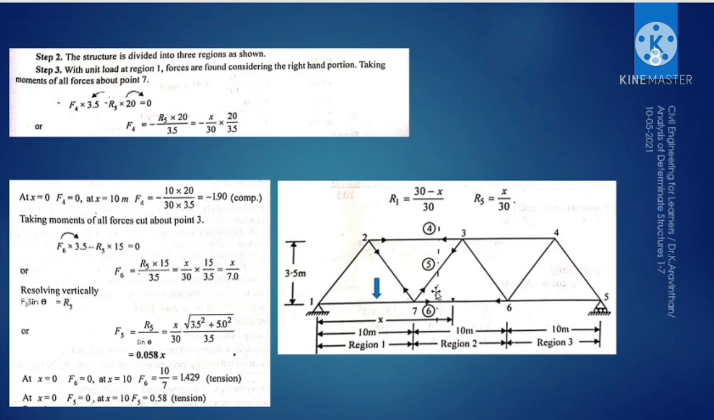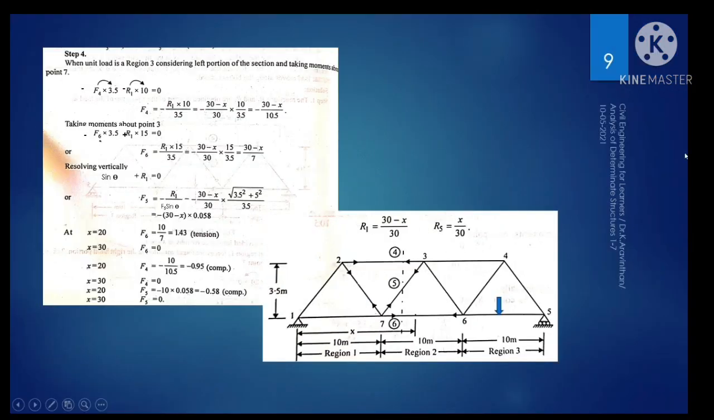When the object crosses the plane and goes to the right hand side of the section, what happens? The scenario changes. So let us keep the load at region 3 in the next step. In step 5, when the unit load is in region 3, considering the left hand portion of the section and taking the moment about point 7.